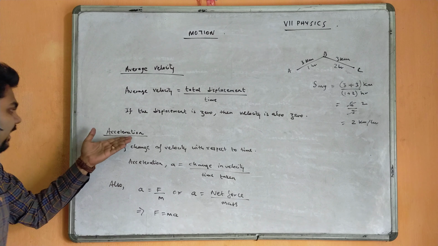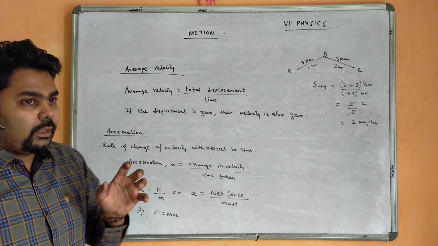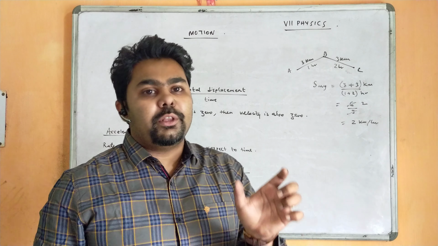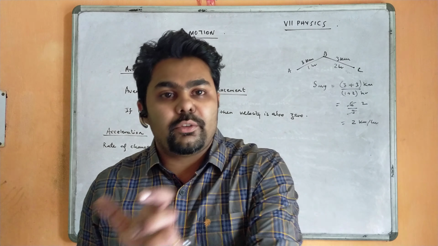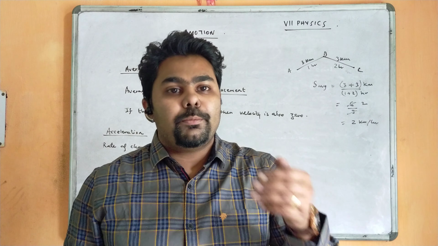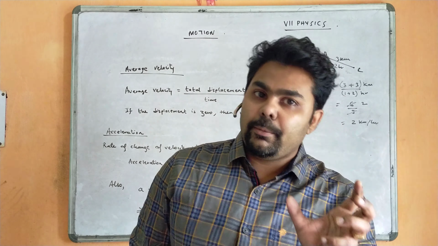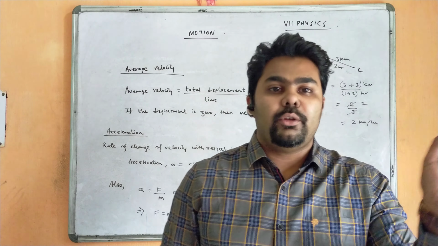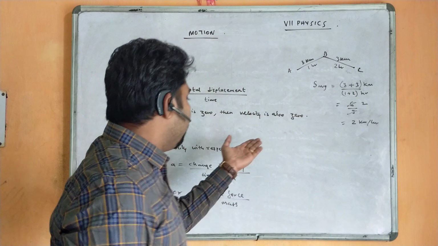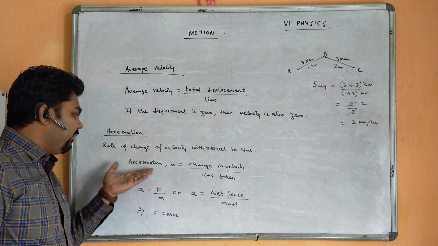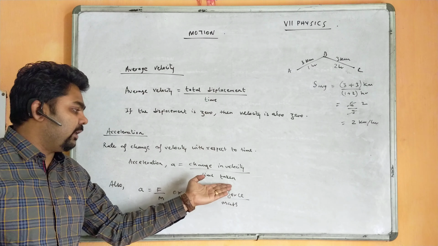Next we will see acceleration, the rate of change of velocity with respect to time. If a body is not moving with uniform velocity, then that object is having some acceleration. That means whenever an object is not moving with the same velocity, its velocity is getting changed. That change in velocity per time we consider to be acceleration. So what is the formula of acceleration? Acceleration equals change in velocity by time.